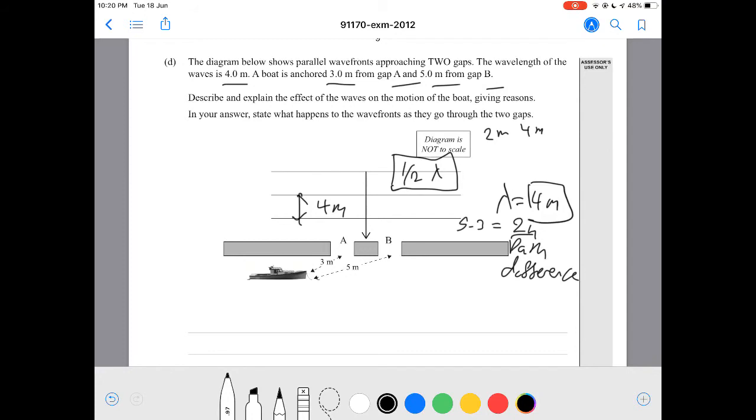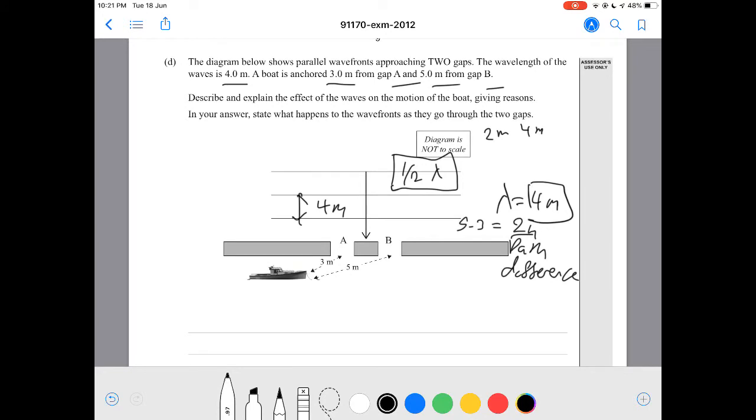it's half of the wavelength, so destructive interference will occur, and therefore the waves will cancel each other out. These waves will destructively interfere, so whatever goes through A will cancel out with B, and therefore nothing will be felt by the boat.